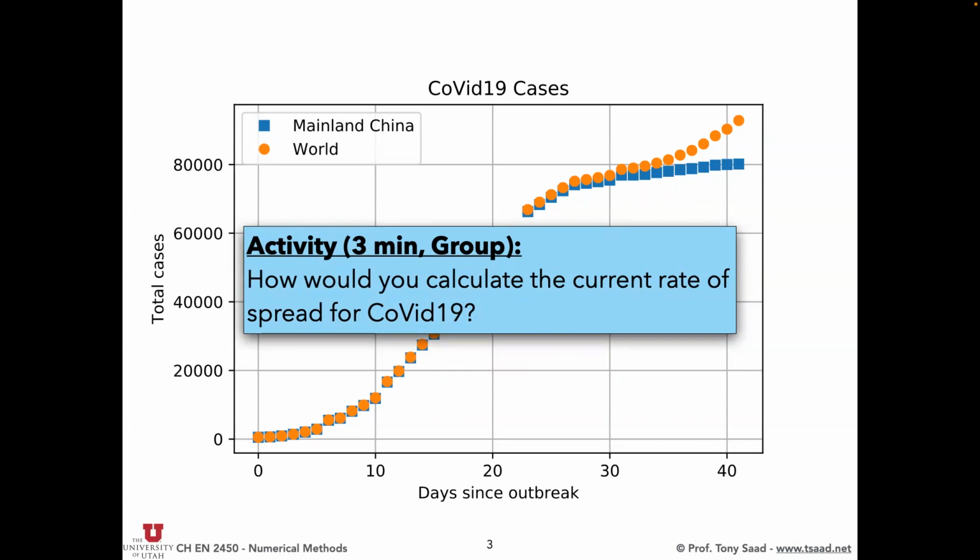If I gave you this data, given what you know so far in numerical methods or any other kind of crazy ideas you might have, how would you calculate the rate of spread of COVID-19? Talk. And you cannot go to the CDC website or the WHO.